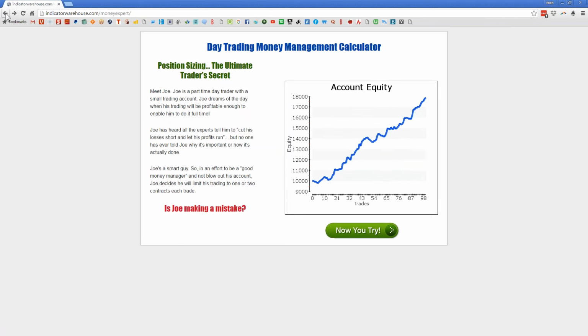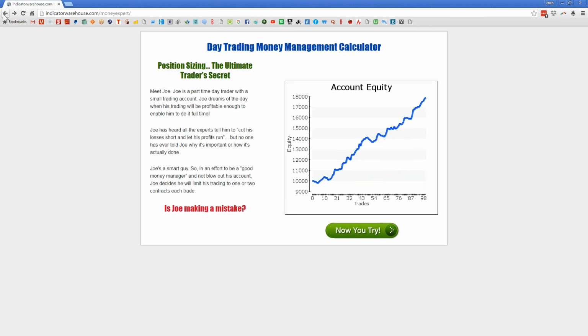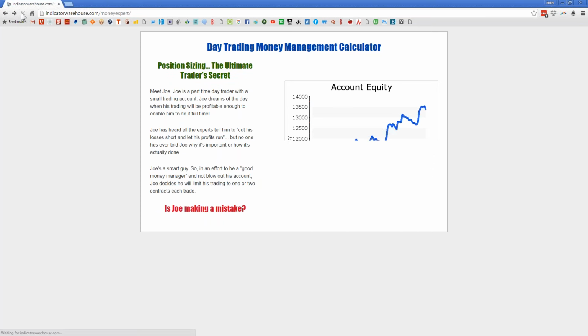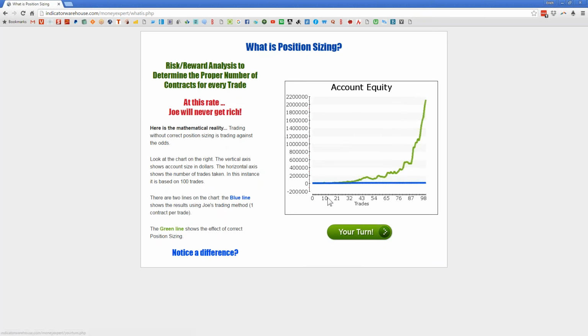These are all randomly generated, by the way, folks. I want to find one that's a little bit more realistic. Mathematically, okay, this is better. So Joe starts with 10,000. He has some ups. He has some downs. He finishes with 13,500. The math behind this is true. The chances of you actually turning 10,000 into 2.2 million after 100 trades is kind of slim.